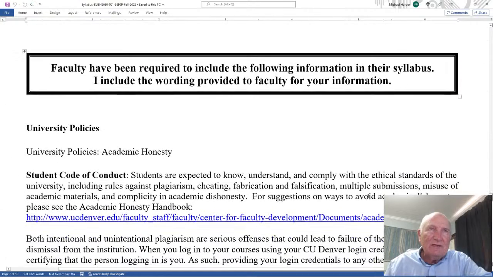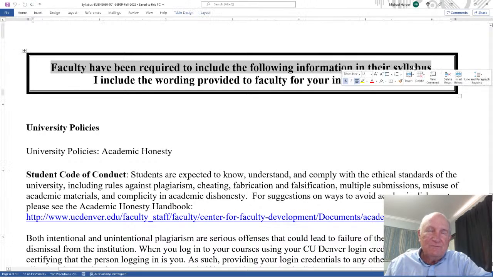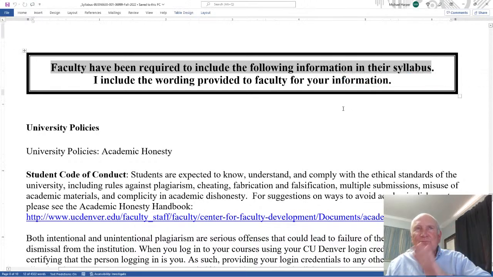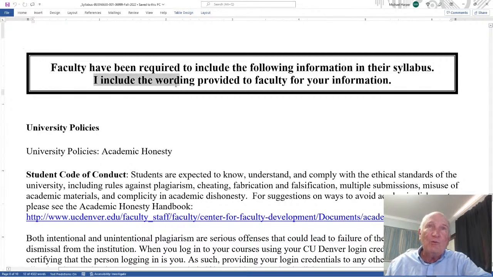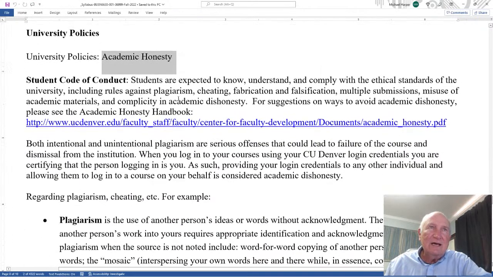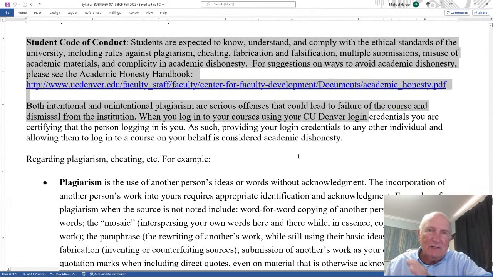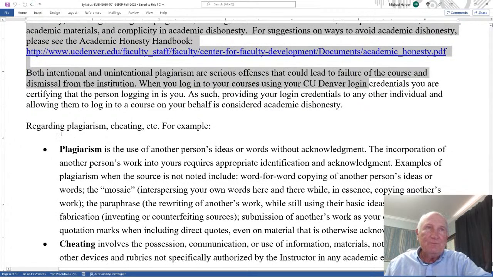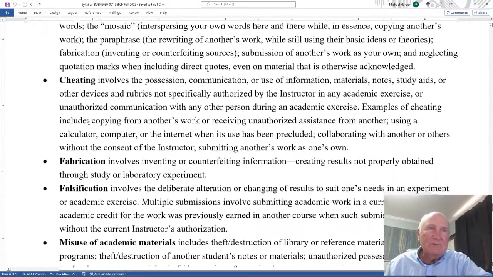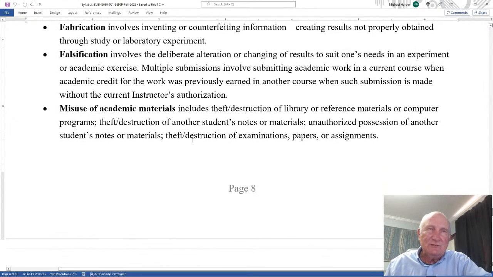Okay. Now, faculty have been required to include the following information in their syllabus. Instead of trying to pick and choose and put it in this syllabus, I include the wording provided to the faculty for your information and perusal. Okay, let's go through this very quickly. You can read it. Academic dishonesty. I already talked about the code of conduct here, and I talked about code of conduct and academic dishonesty, but they go deeper. They talk about plagiarism, cheating, fabrication, falsification, misuse of academic material. All that applies to cheating.